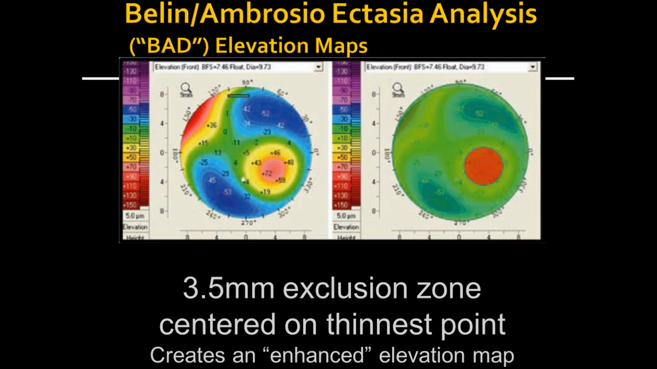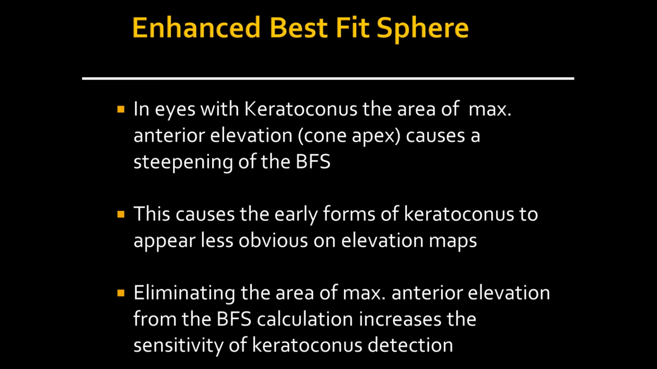Now, that sphere elevation is going to be influenced by the entire elevation of that particular cornea. So the localized elevation anteriorly, on the back and front of the cornea, is going to influence the actual reference sphere. So in this particular method, using the BAD or Belin-Ambrosio display, we exclude a 3.5 millimeter area zone that's centered around the thinnest point of the cornea, and then create a new reference sphere. And I'll show you that.